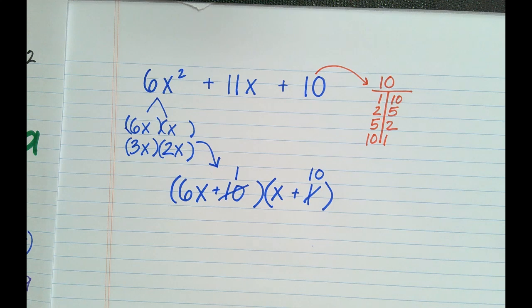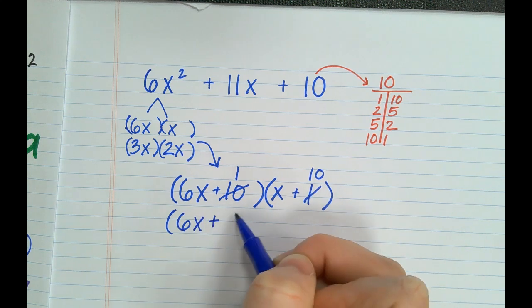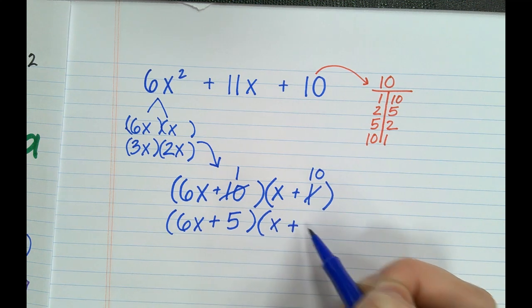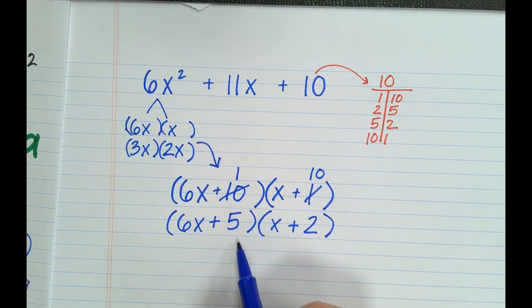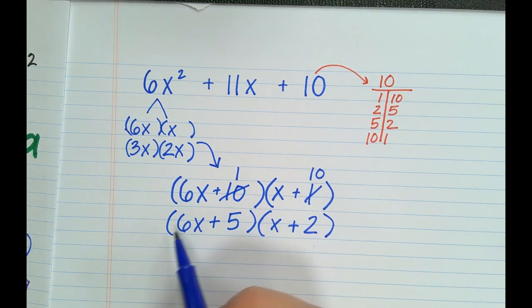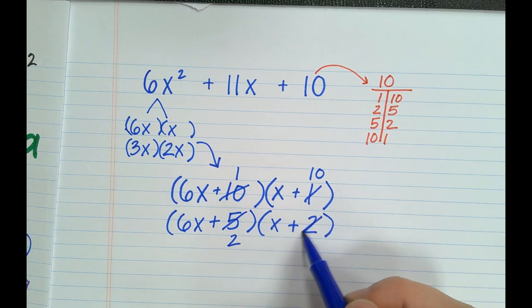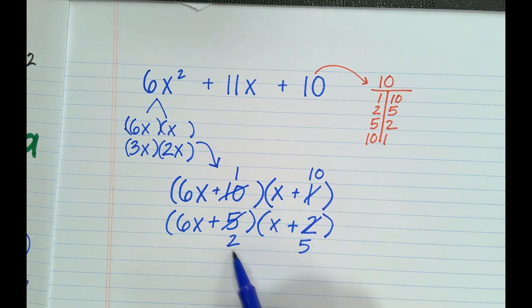Want to try 5 and 2? Let's make sure. 6x plus 5x plus 2. So 5x and 12x. Yep, too big. That won't work. If I switch them, it also won't work. I've got 6x times 5 is 30x. And 2 times x is 2x.